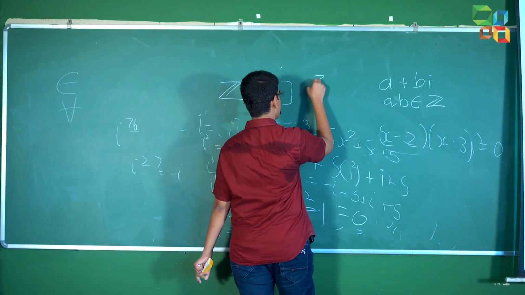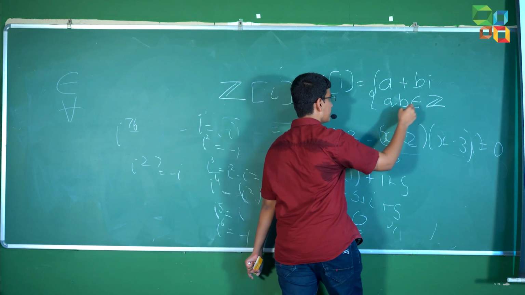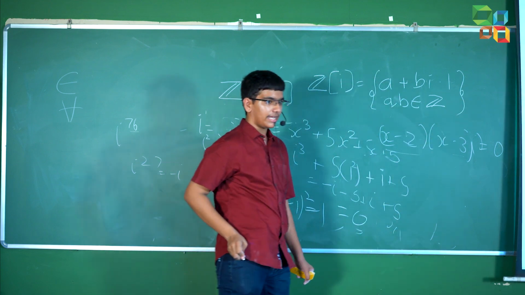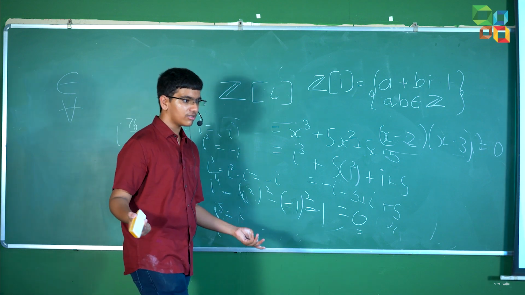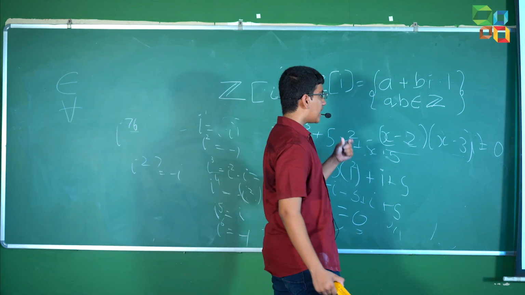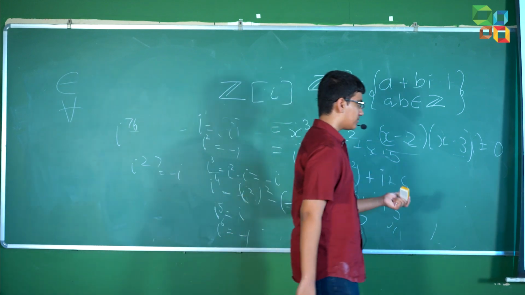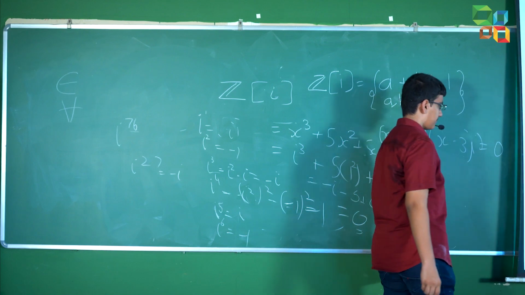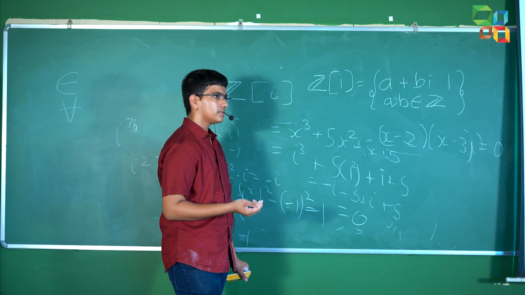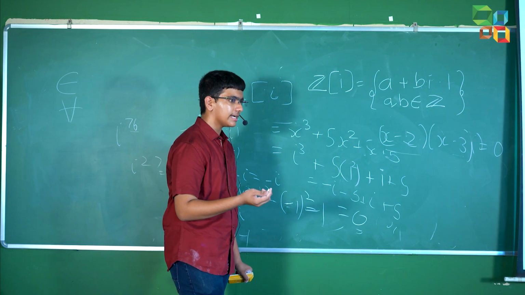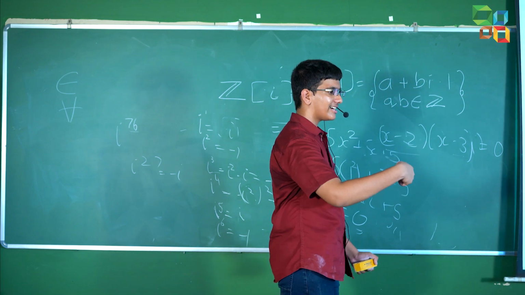So basically Z of i is all numbers of this form. So 3 plus 2i, 5 plus 6i, all those are a part of Z of i. Now again, all of these things are true in Z of i. Even ab equals 0 means either a is 0 or b is 0. Yeah, that's true. Okay. So next, we're not done with that.